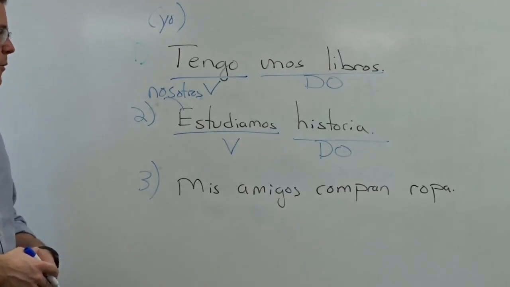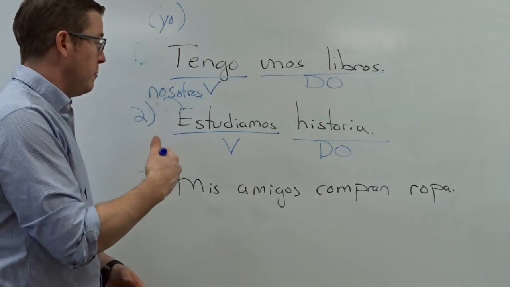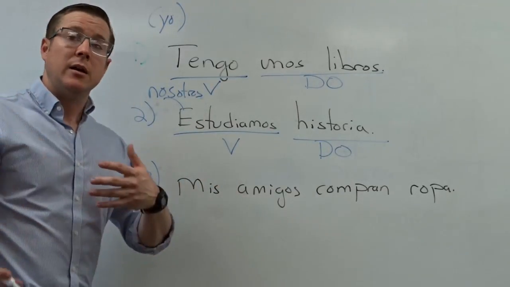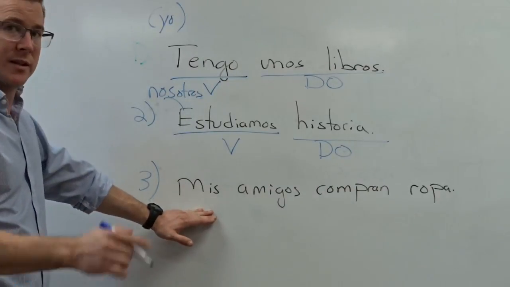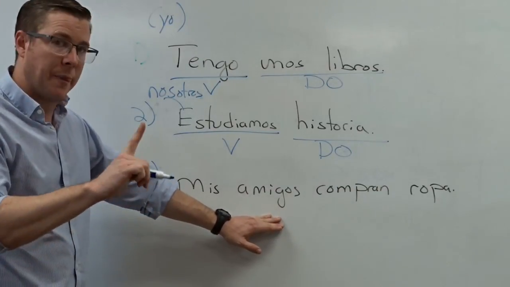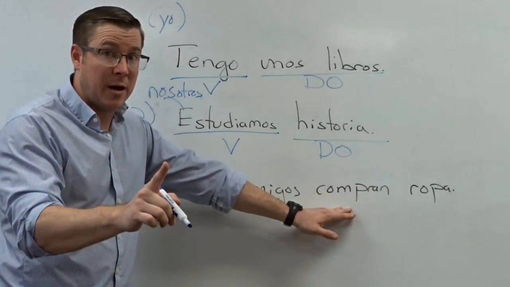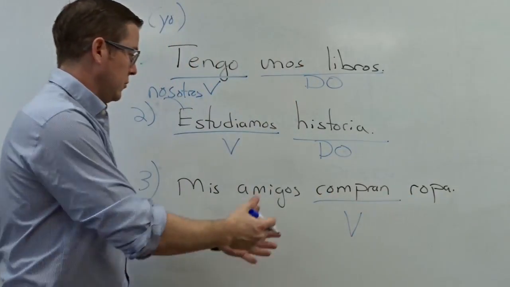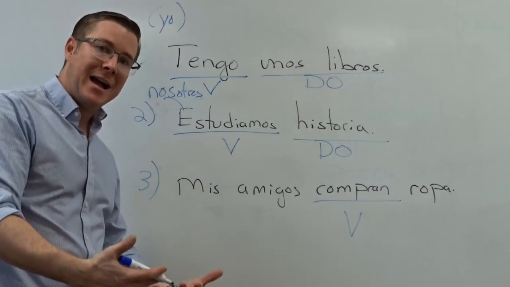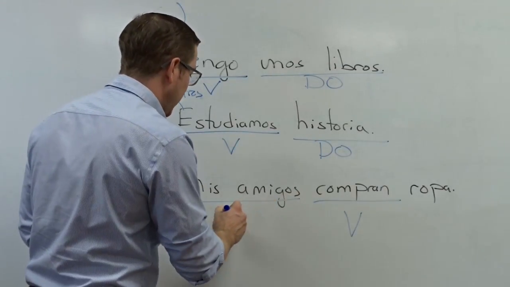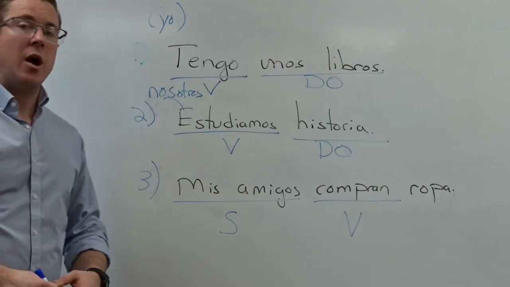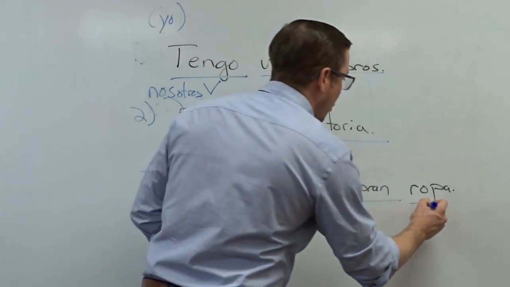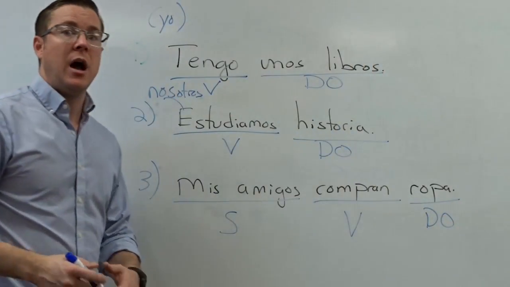Número tres. Okay, we have more words in this example. We have mis amigos compran ropa. Let's identify the verb. Mis is not the verb. Amigos, not the verb. Compran, that's my verb from comprar, to buy. Now, do I have a given subject in the sentence? I do. Mis amigos. This is my subject. Now, let's ask the question. ¿Qué compran? What do they buy? Ropa. This is my direct object.